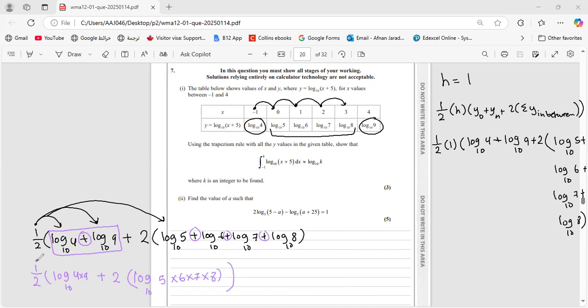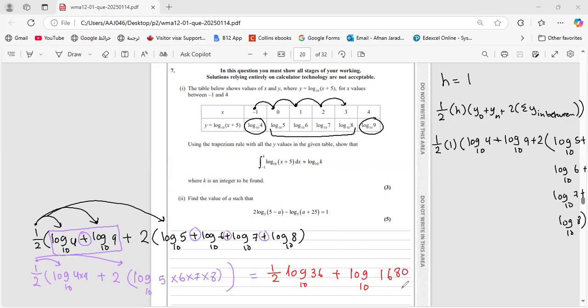Now half multiplied by this one and multiplied by this one equals half multiplied by log 10(36), plus half multiplied by 2, which is 1, multiplied by log 10(1680).